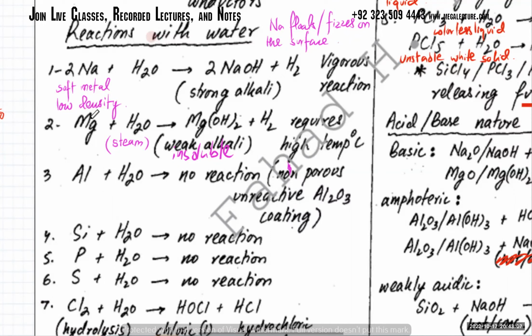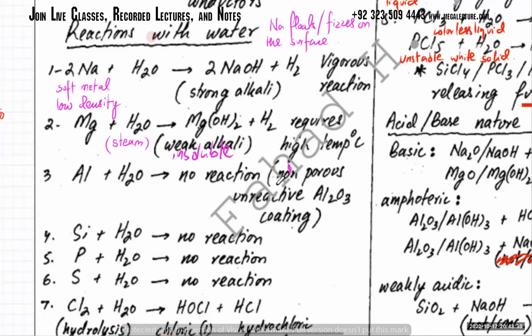Mg, the reactivity kind of decreases, so it requires a higher temperature, and it reacts with steam. It doesn't really react with water that much. It reacts with steam, produces magnesium hydroxide, which is not very soluble, so you get a weak alkali. It's a similar reaction, except over there you've got a very soluble sodium hydroxide. That's a strong alkali. Over here you're going to get a very insoluble compound. That's a weak alkali.